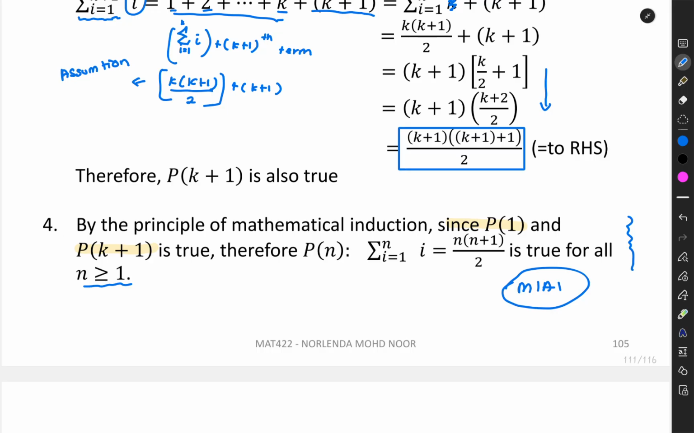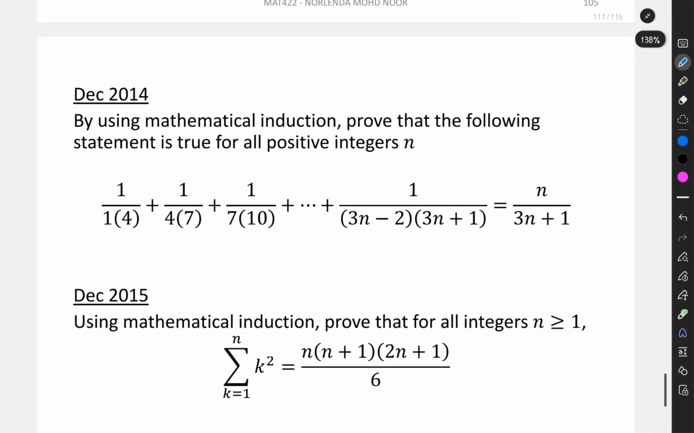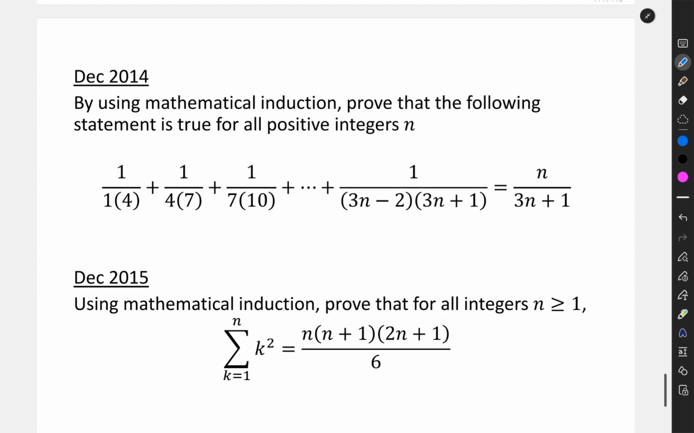Any question? Kita cuba satu soalan lagi. Ini kita try buat. Okay, this one.